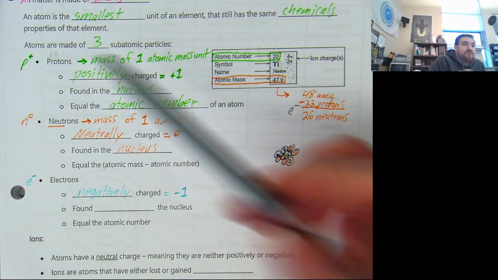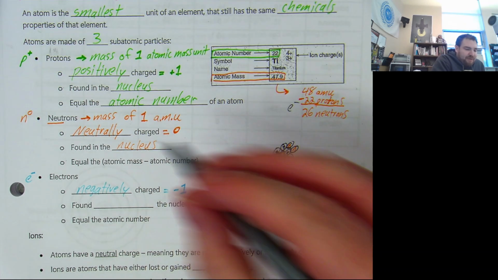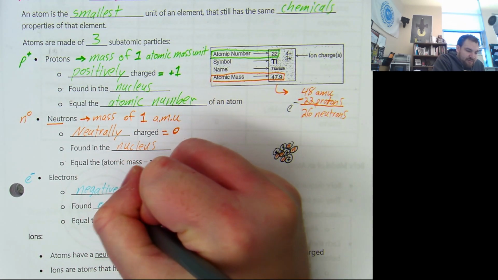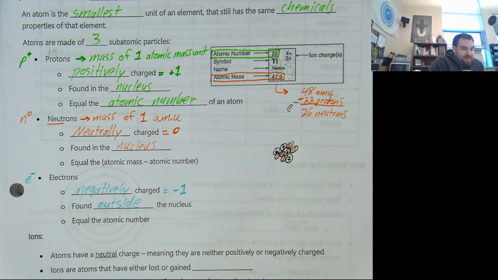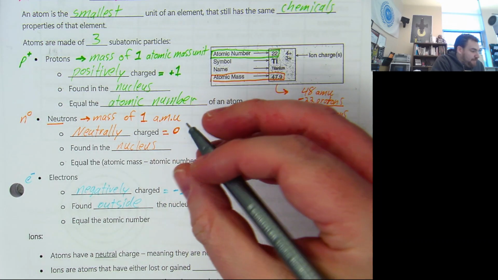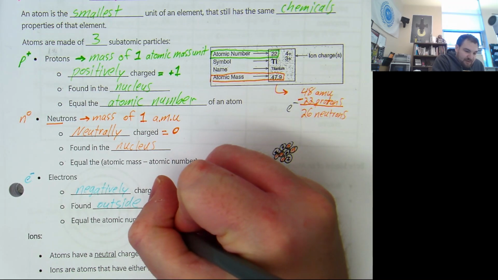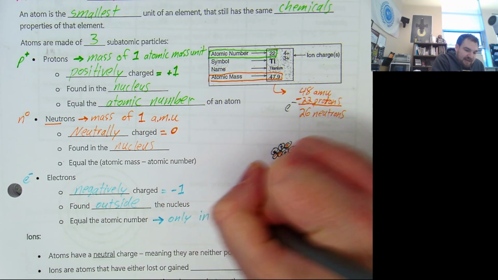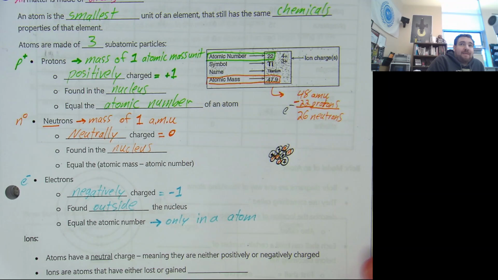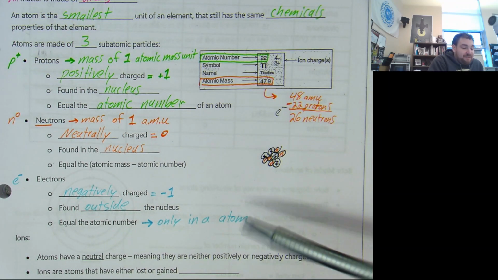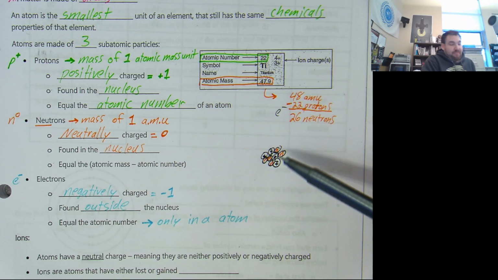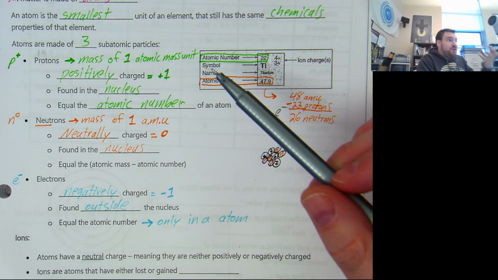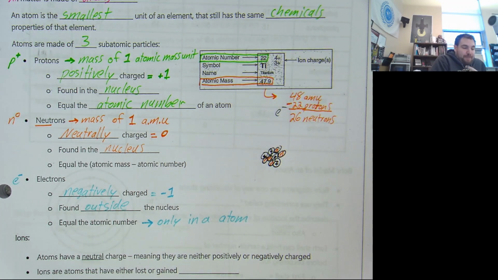So they balance out the protons. They are found outside the nucleus, as I've drawn already. And the number of electrons is equal to the atomic number only in an atom. That is how you define an atom. An atom is defined to be neutrally charged. It's the neutrally charged version of a particular element.